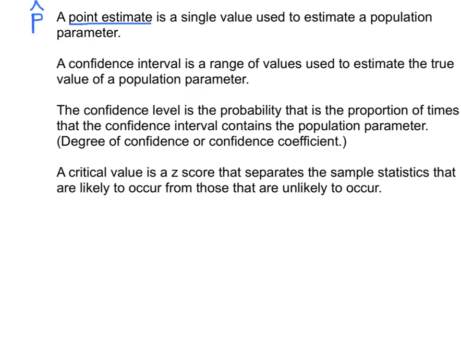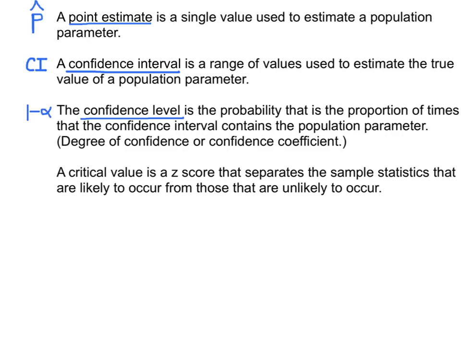When we're talking about a confidence interval, we usually refer to CI for our confidence interval. Now, the confidence level is the probability, that is the proportion of times, that the confidence interval contains the population parameter. So when we're talking about a confidence level, it is 1 minus alpha, and it is a probability.